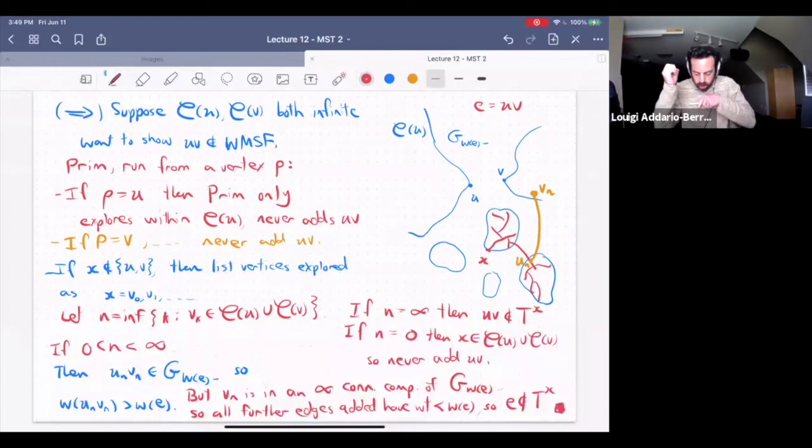Little typo, then UNVN is not in. Thank you. Thanks. Okay.